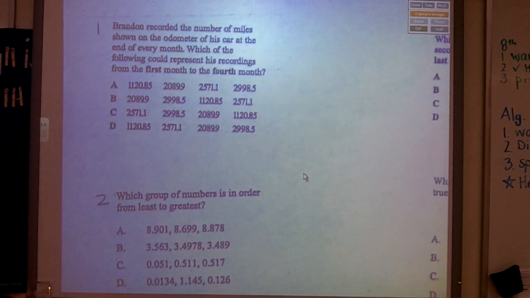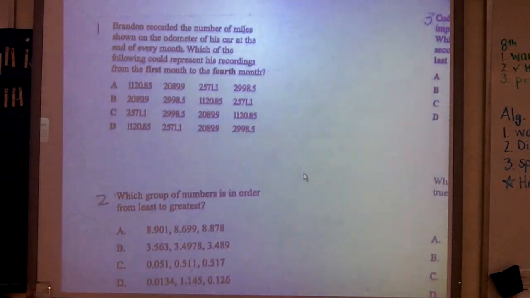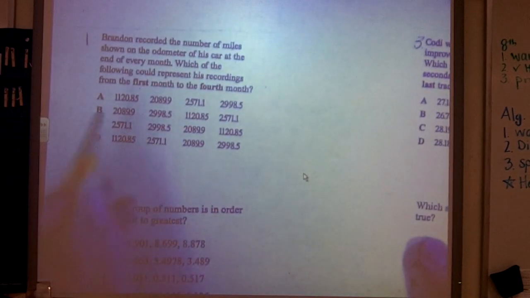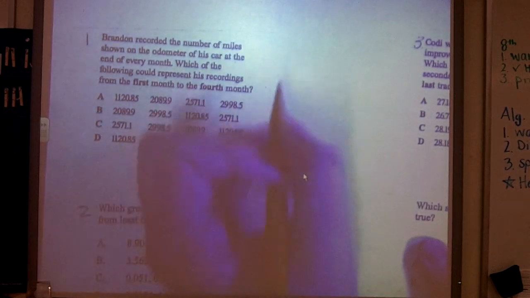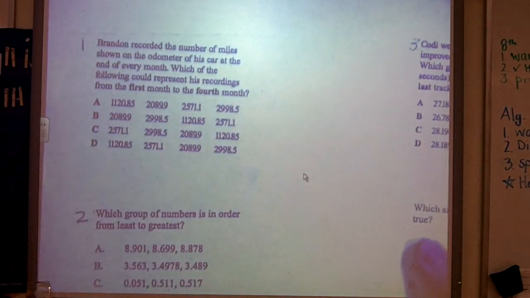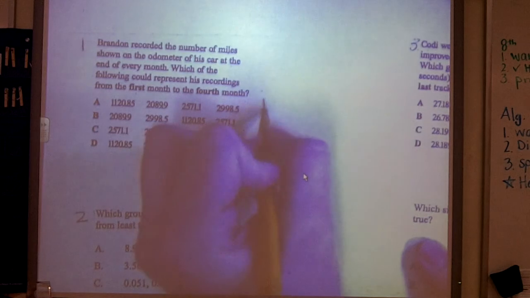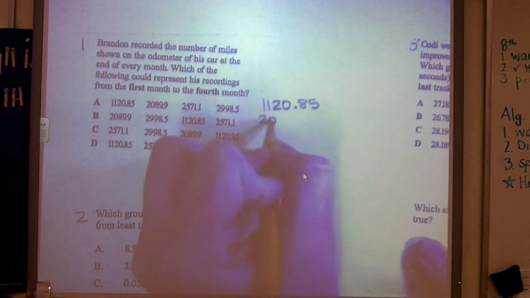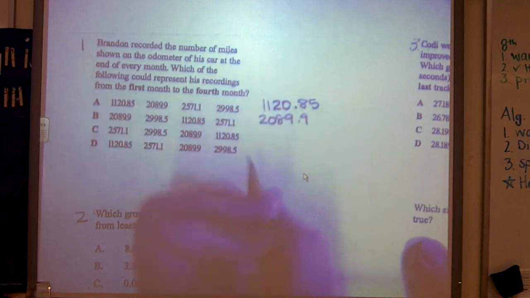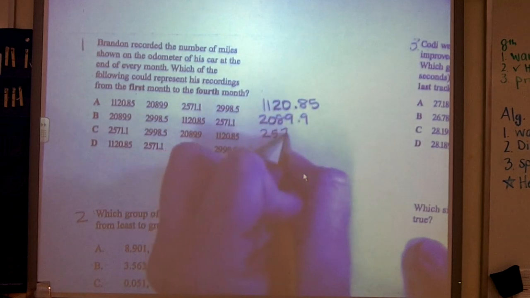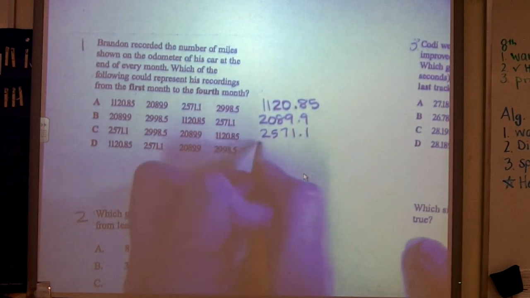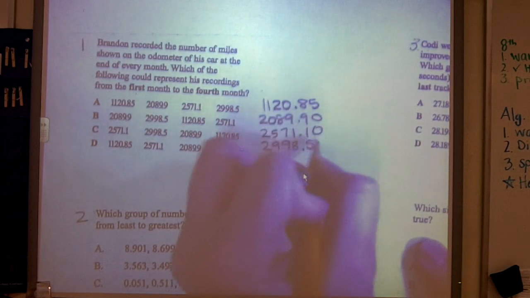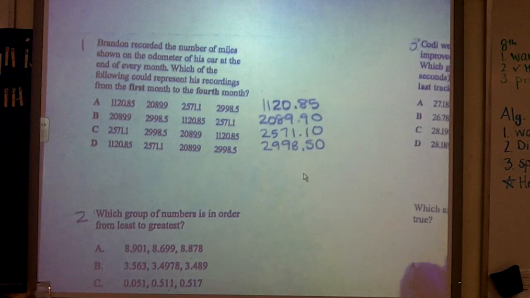On your homework, it asked you to line up the decimals or to use a number line. These are the same 4 numbers written over and over again. So I'm going to go ahead and write them and line up my decimal. I'm also going to add zeros so I even out my decimal places.